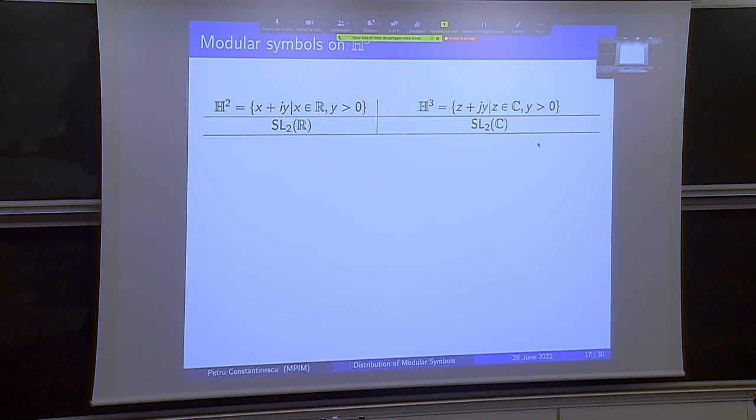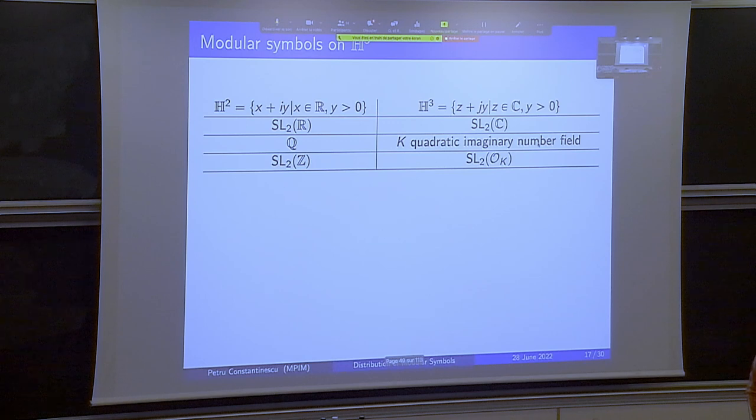The underlying field will be, maybe I should put both of them. The same way that SL2(Z) is a discrete group of SL2(R). Now if you fix K to be a quadratic imaginary number field, if you look at the matrices with coefficients in the ring of integers, there will be a discrete group of this. And as we've seen in the previous picture, there are very nice pictures of how the fundamental domains of this look like.